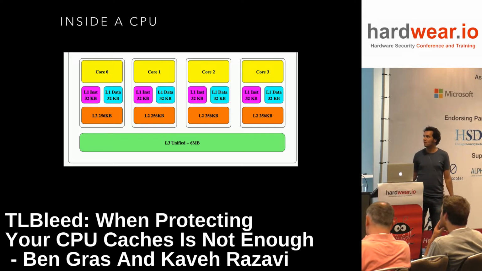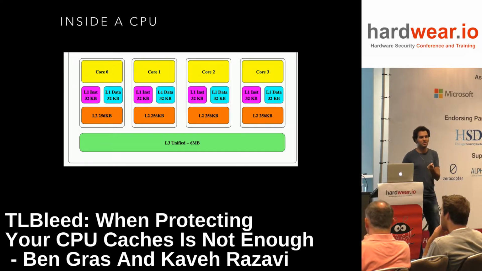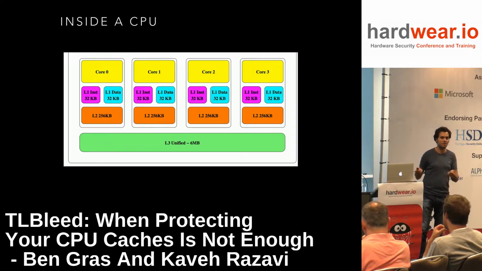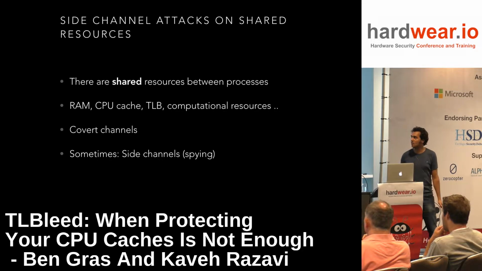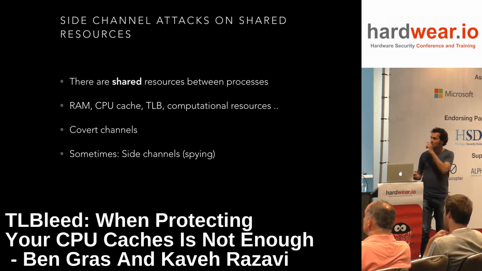So if you look at a core, this is not just a single execution context. Oftentimes you now have threads in hardware, things that Intel calls hyperthreads, that are basically sharing these upper-level caches like L1 and L2. And you use these shared resources to build side channel attacks.